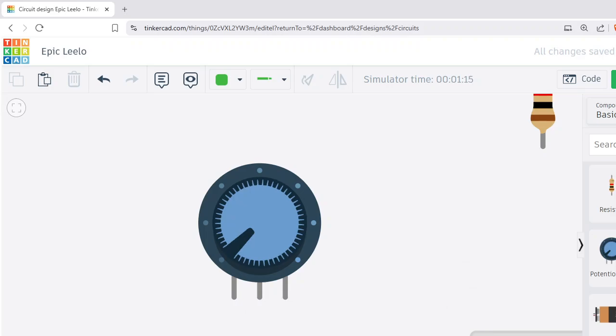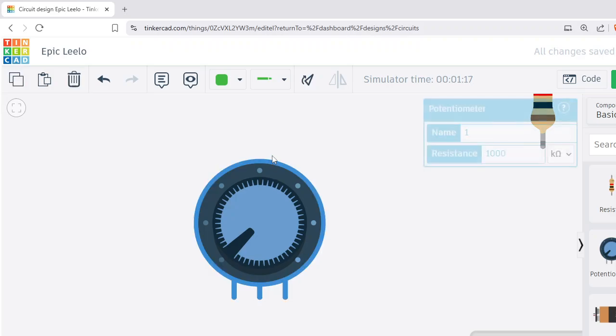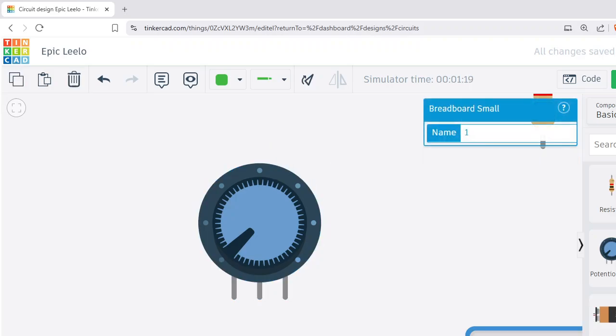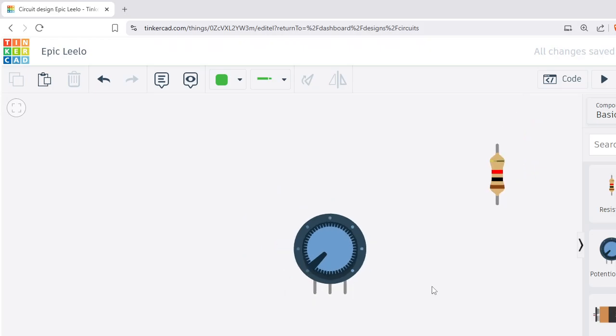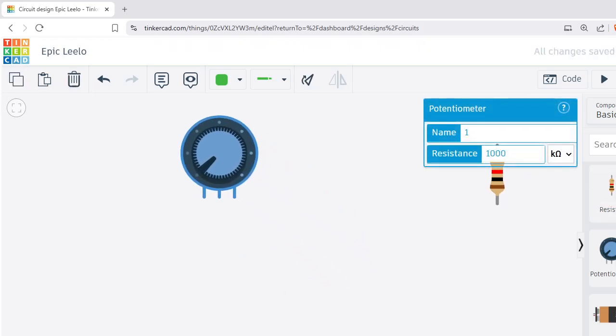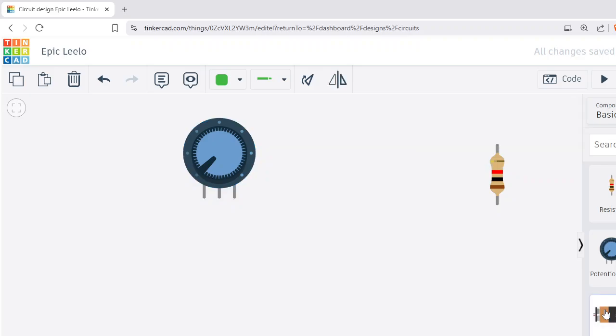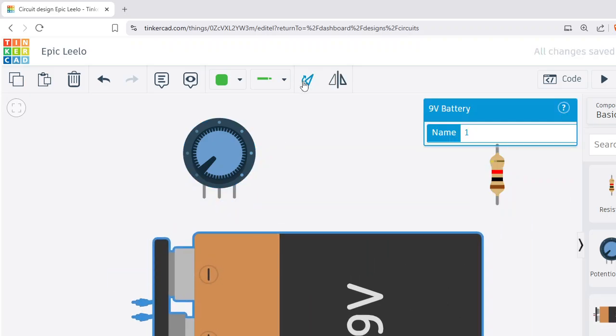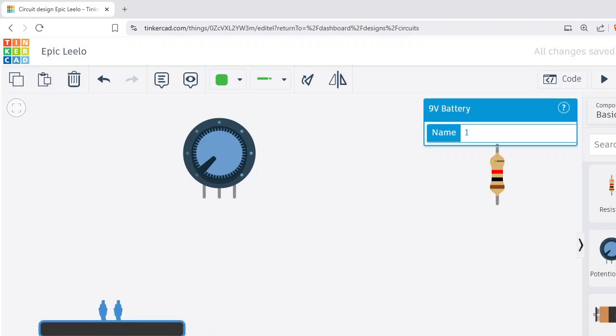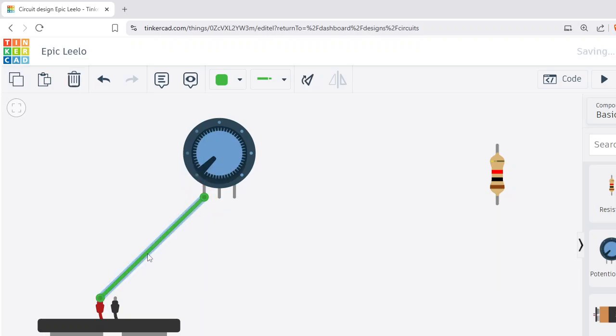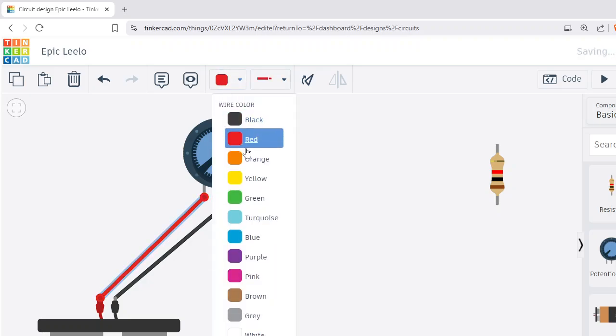Let us try to use this. How should we use it? Let's not have the breadboard. I'll have a battery. This battery is also a huge battery. Let's connect the positive side of this to this terminal and the negative side to this terminal. And let's have this as black and this as red.